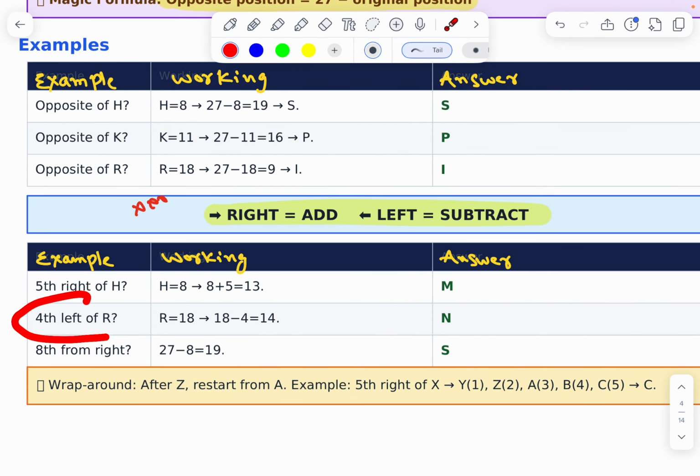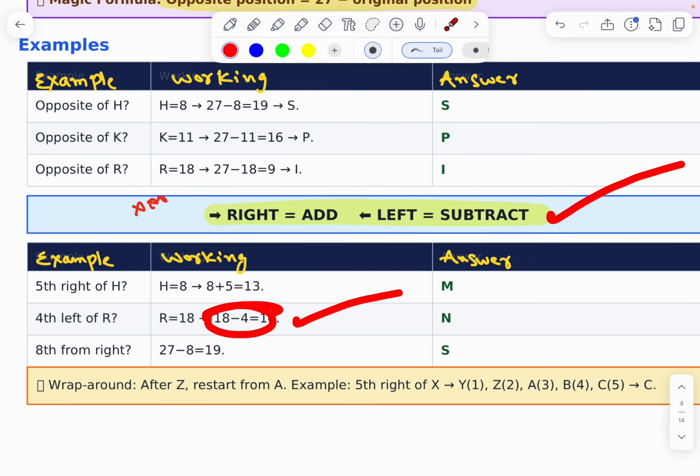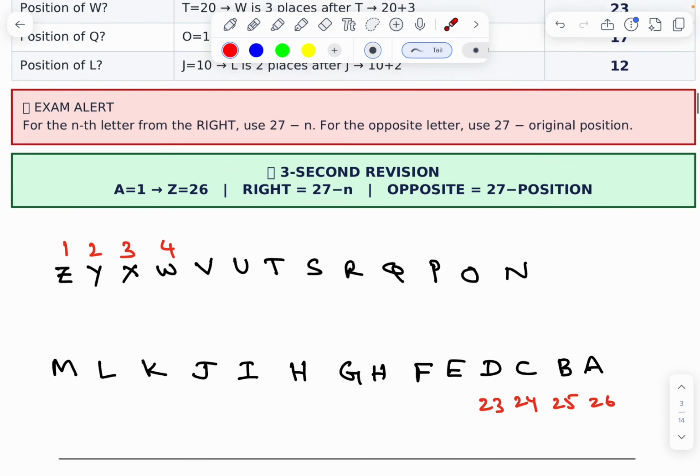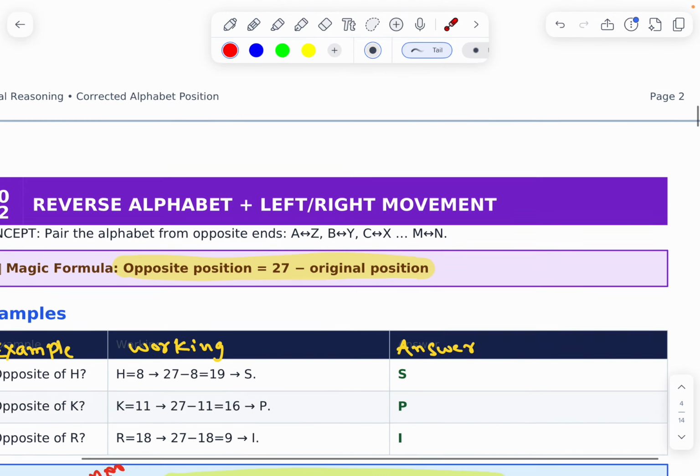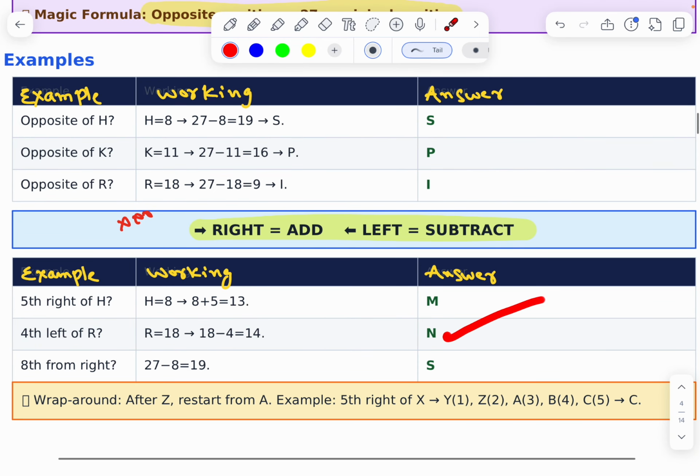Next, fourth left of R. R is equal to 18. They are asking about the left. What is meant by left? Subtract. Therefore, 18 minus 4, 14. What is the letter for 14? 14 is equal to N. Therefore, the answer is N. Next.